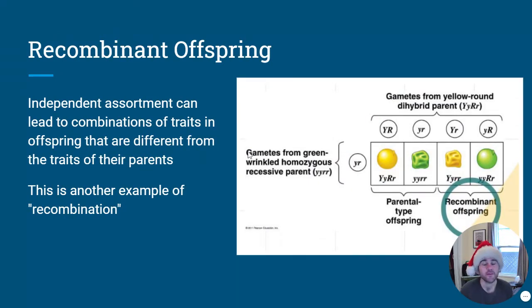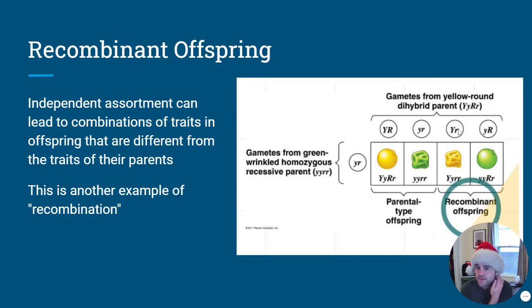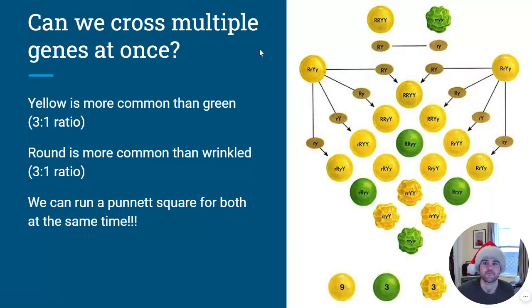And so we sometimes will get offspring that have totally unique traits from their parents, just totally different combinations of traits that were visible in either parent. So for example, we may find a green round pea that neither parent was green or round, because there were yellow round parents, or yellow wrinkled peas that weren't visible in either parent. And this is going to be an example of what we're going to call recombination.